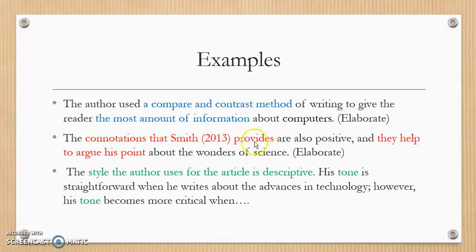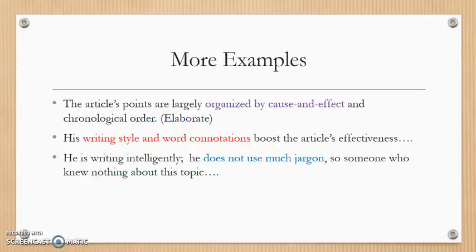Maybe you're going to talk about the connotations that were provided, how they were positive, and they helped the author argue his point. Maybe they didn't help the author at all. Maybe they were too negative. And you're going to cite an example from the text, and then you're going to elaborate on your analysis. Maybe you're going to look at how the author's style was descriptive and his tone was straightforward. So maybe your paragraph will focus on tone and the way the author described things in his articles.